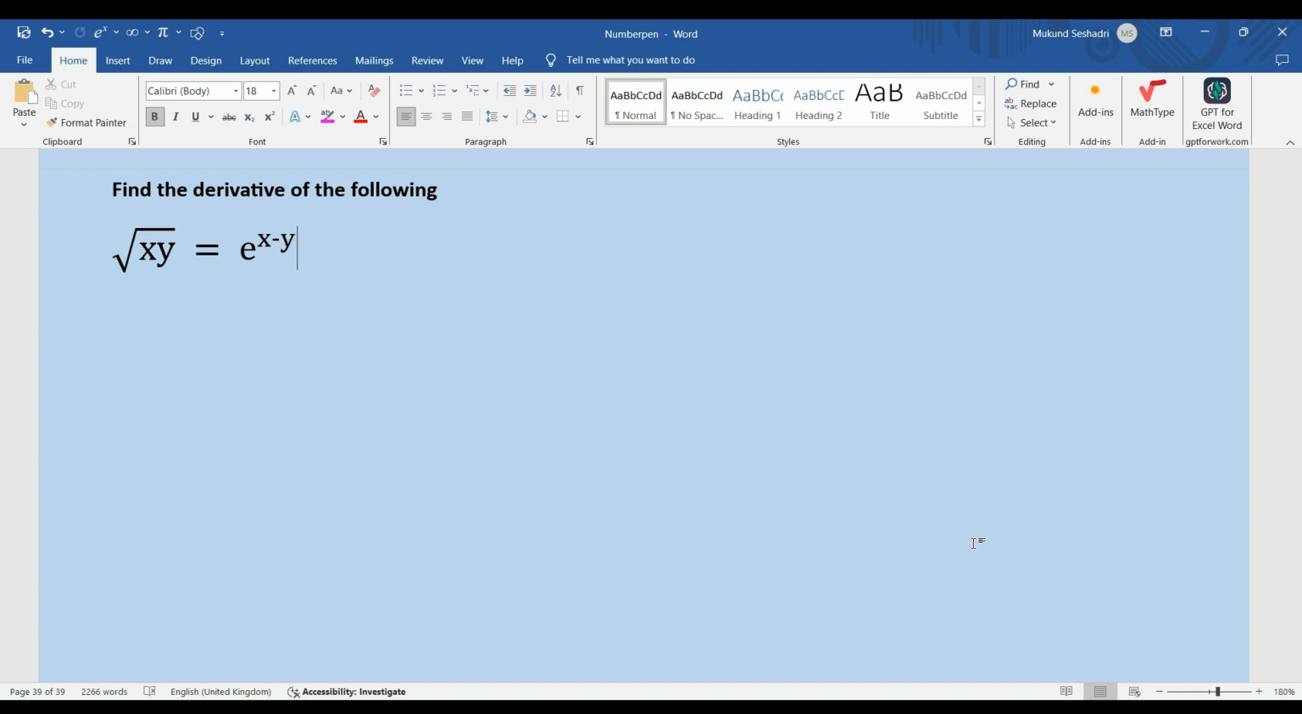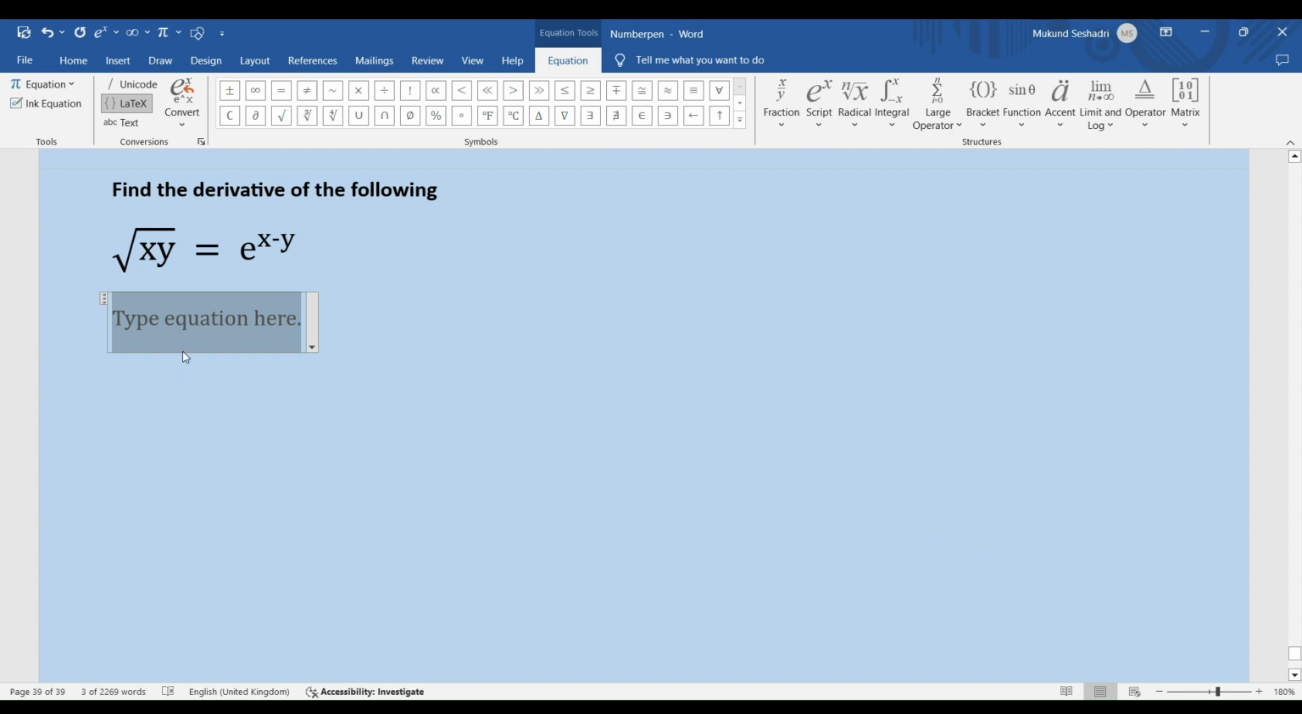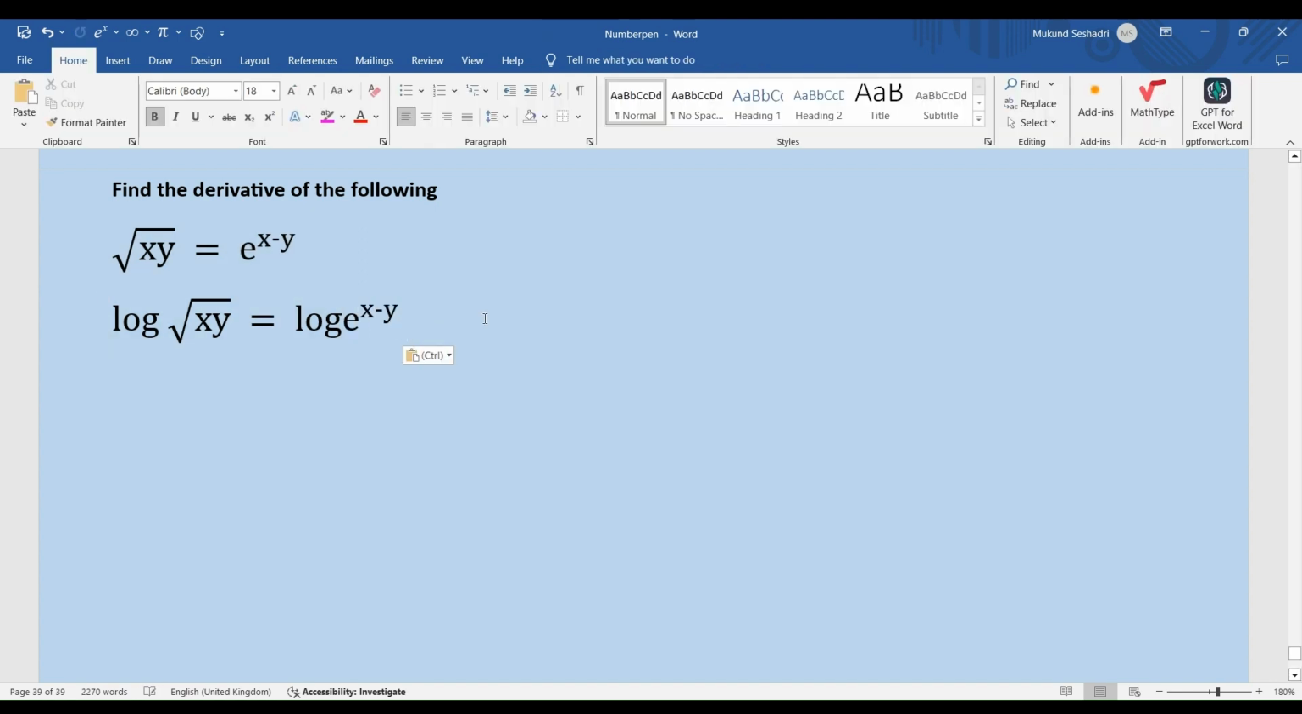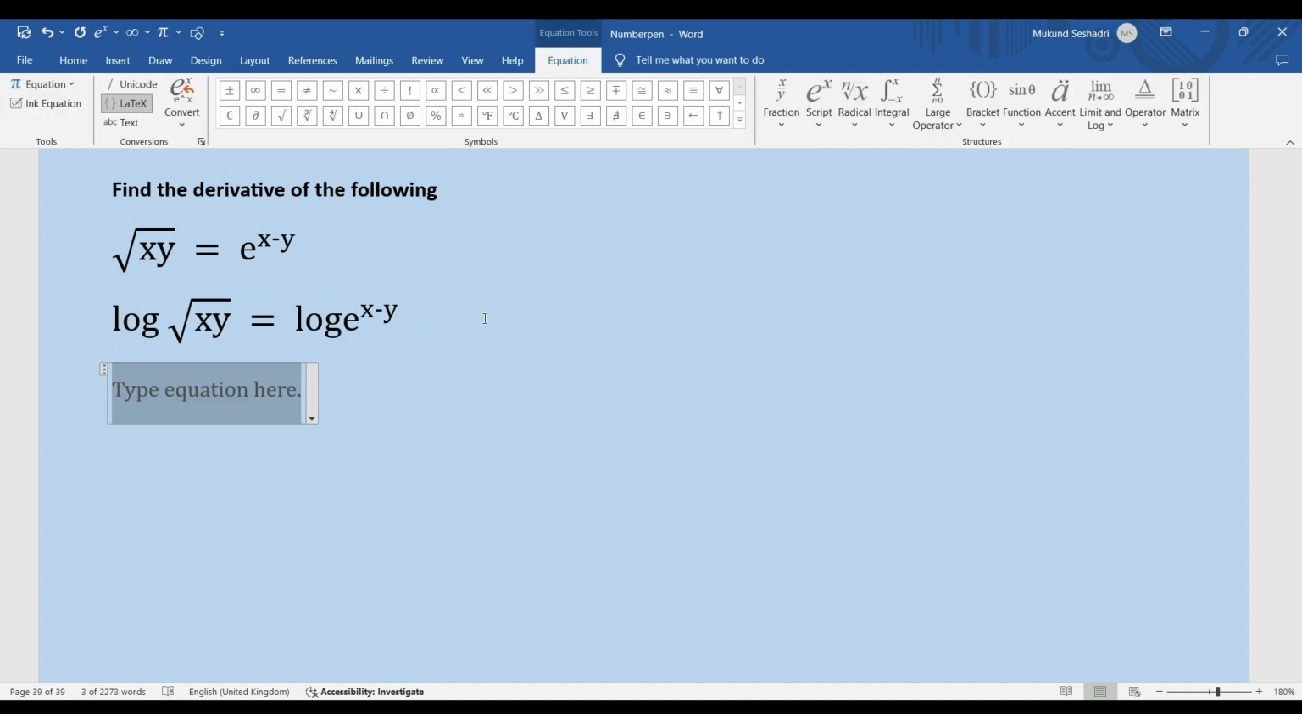So again, when you see a function of the type square root of xy equals e to the power x minus y, what comes to our rescue? Logarithmic differentiation comes to our rescue, right? So I'm going to take a log on either side and see if I can simplify this expression. And what happens to my log of e to the power x minus y? I apply the power rule in the next step. So my log of square root of xy is nothing but log of xy to the power half, right? And when I apply the power rule, what does it actually turn out to be?